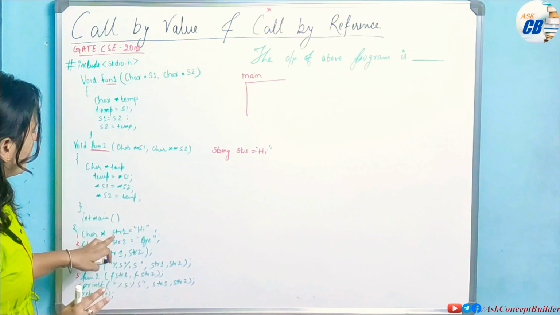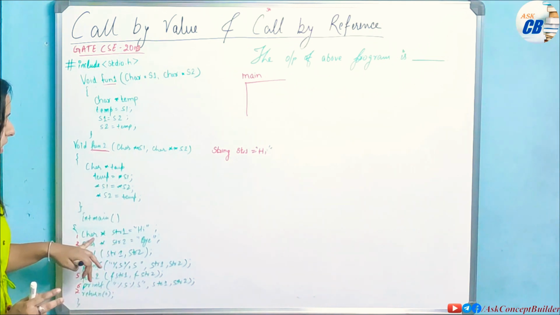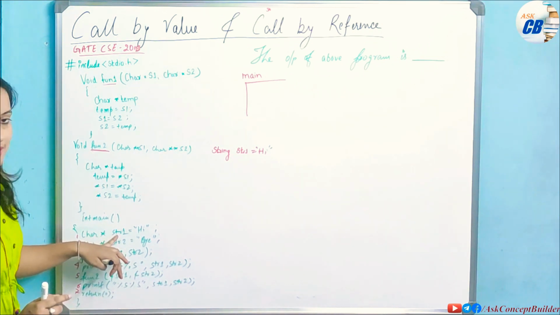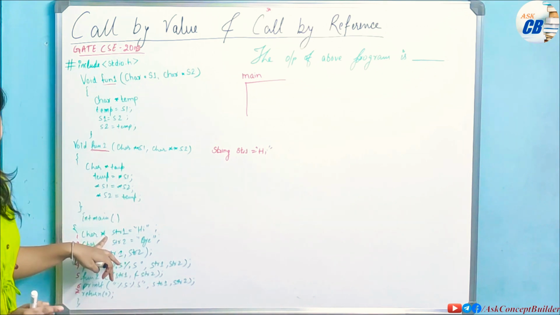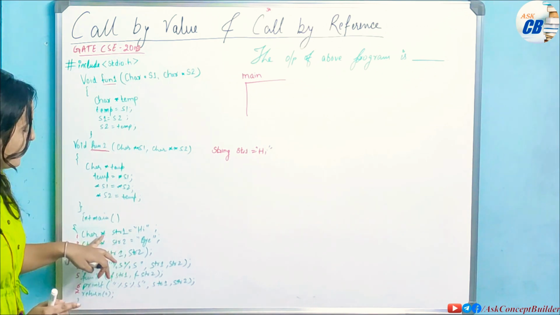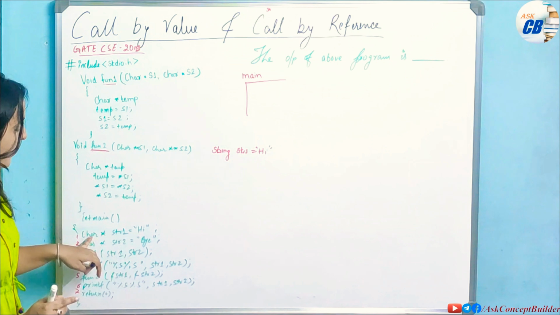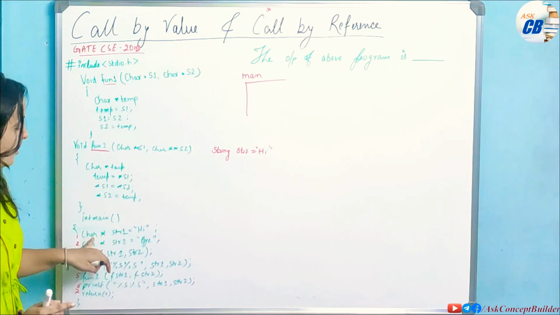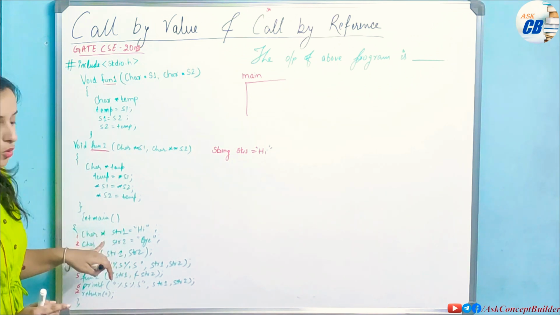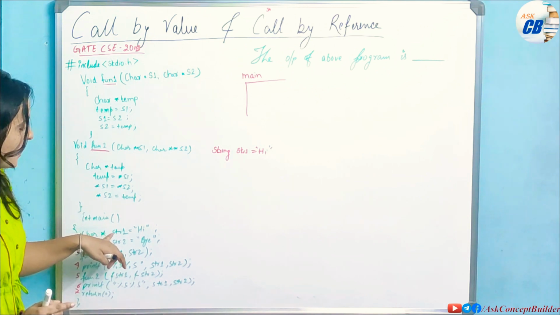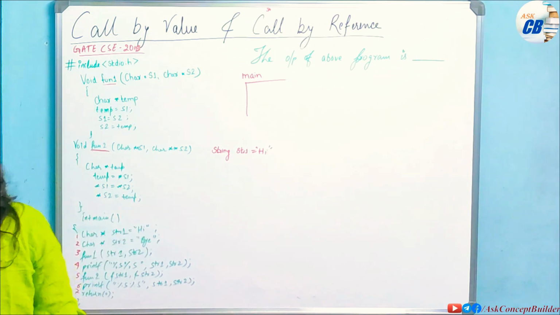And the third way, see how they have represented it here. They have taken str1. This is a pointer variable because the star is in front of it. So str1 is a pointer variable here, and it is of character type. In this way we can store a string. They have given char *str1 equals to "hi". So what does it mean here?